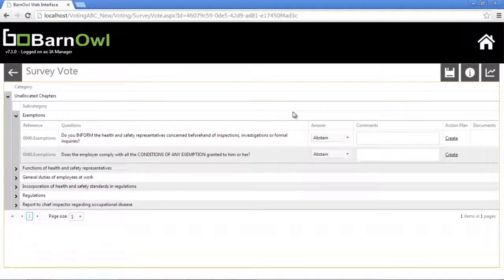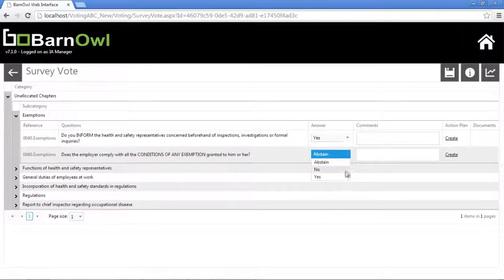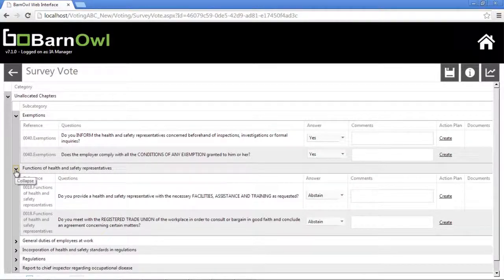Compliance can be monitored utilizing BarnOwl's survey module, which can be sent to anyone within your organization without the recipient requiring a software license. Each question is scored, allowing the compliance officer to identify and rate the areas of non-compliance.